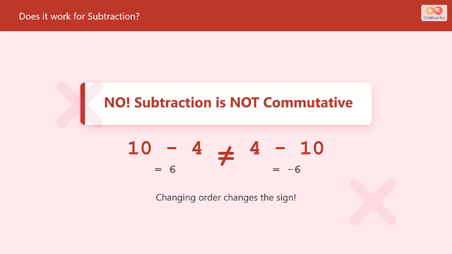Now you might be wondering, does this work for everything? The answer is no. Subtraction is not commutative. For instance, 10 minus 4 gives us 6, but if we swap the order to 4 minus 10, we get negative 6. 6 and negative 6 are not the same number. Therefore, order matters in subtraction.